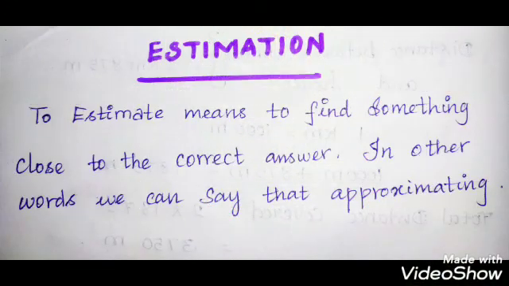First thing is estimation. To estimate means to find something close to the correct answer. In other words, we can say approximating, which means we are not going to tell the exact thing, approximately we are going to tell. That is known as estimation. Again, I am repeating, estimation means to find something near to the correct answer, right?